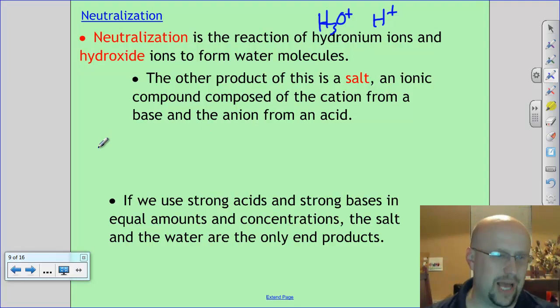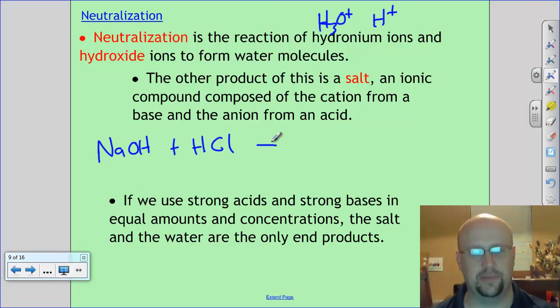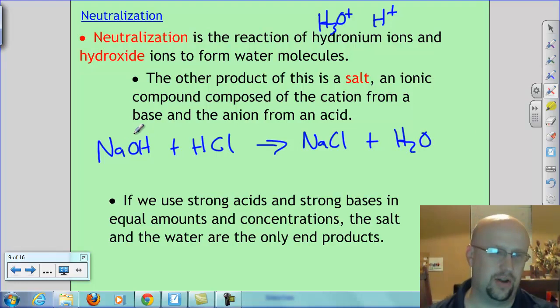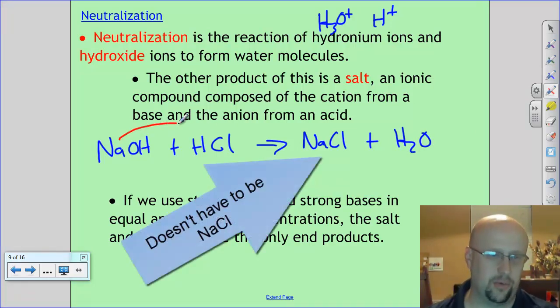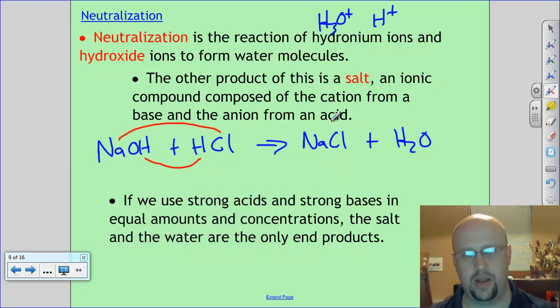So a real classic example of this, and this is the one that we did in the titration lab also, is we take a base, sodium hydroxide, we add it to an acid, hydrochloric acid, and what we get on the other side is NaCl and H2O. And you might be asking yourself, how does that work? Well, it's a neutralization reaction, but it works out like a double replacement. The sodium goes with the chloride, the OH goes with the H, and so we get sodium chloride and then HOH, which would be H2O.